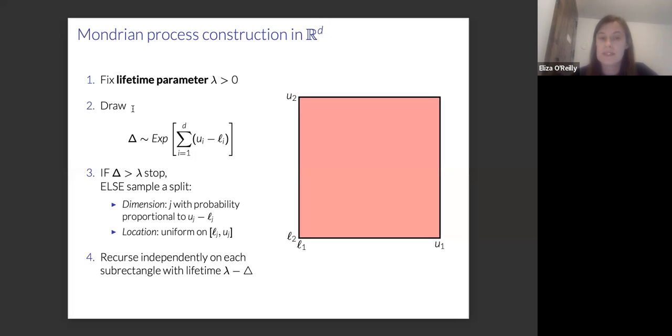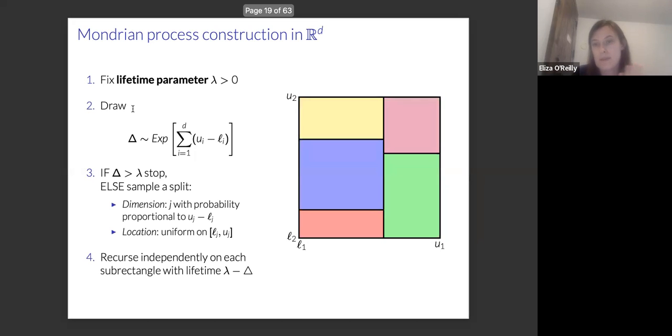Otherwise, we're going to sample a split by choosing a dimension randomly with probabilities proportional to the widths of the box in each dimension. And then conditioned on choosing dimension J, we're going to cut uniformly along the interval defining the box in that dimension. We then recurse independently on each subrectangle with lifetime given by the original lifetime minus the time that's already passed. So the next few cuts might look like this.